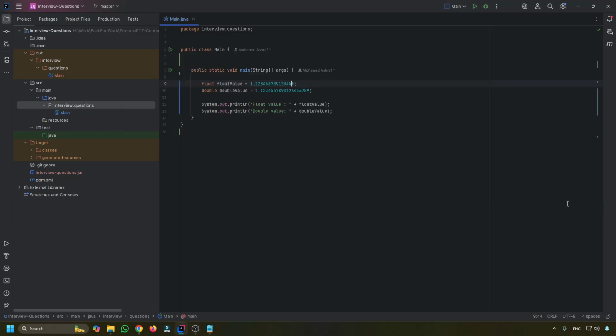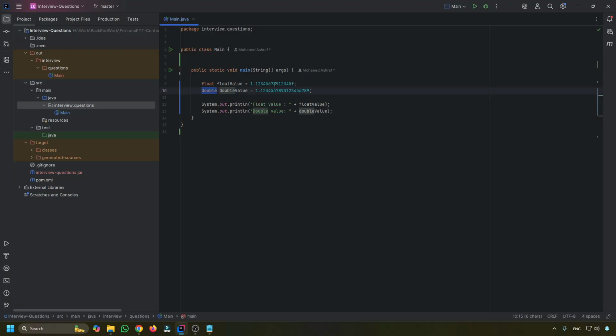We're going to be comparing a float with a double. What is the difference between both of them? Okay, so float is less precise than double. Because float is 4 bytes, but double is 8 bytes, double has much more precision.